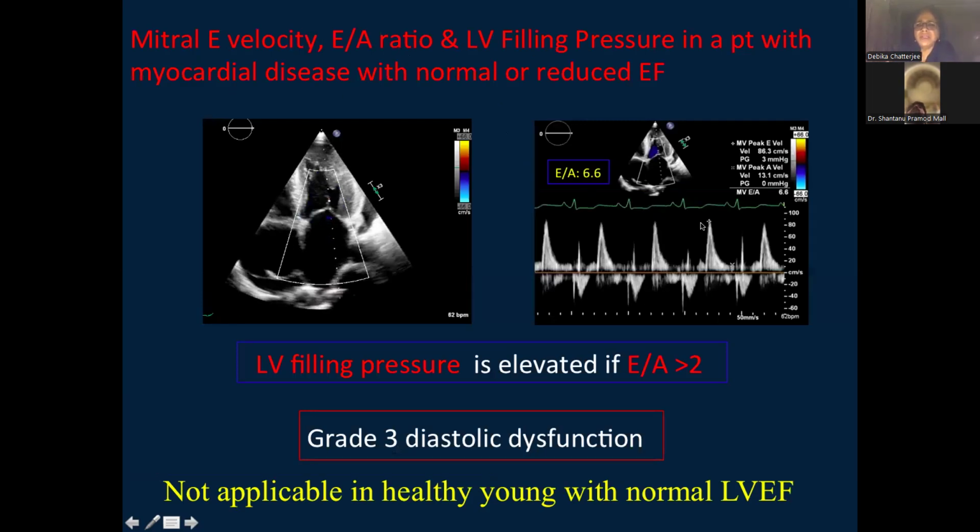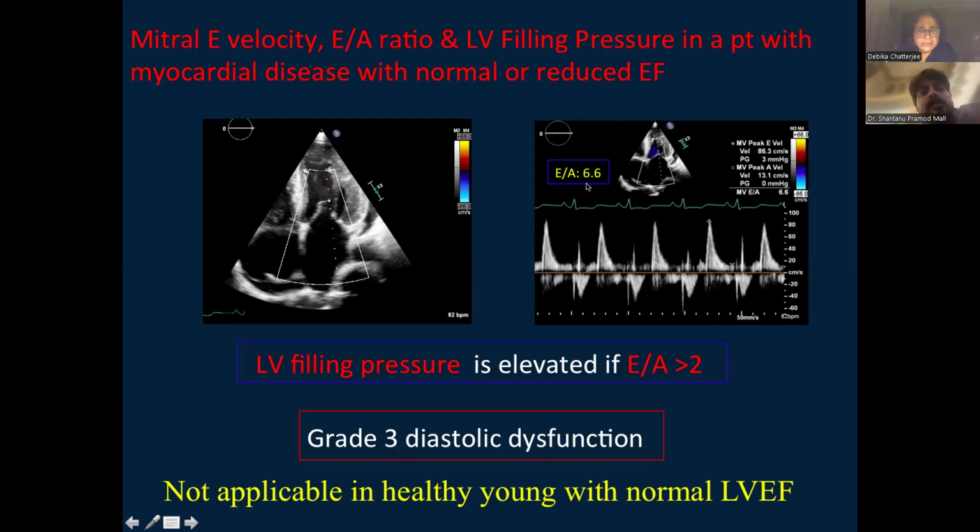Look at the mitral E wave. Very tall E wave and a very small A wave, almost not there, with an E/A ratio of 6.6. So LV filling pressure is elevated if E/A ratio is more than 2. And this is a grade 3 diastolic dysfunction with a restrictive filling pattern.